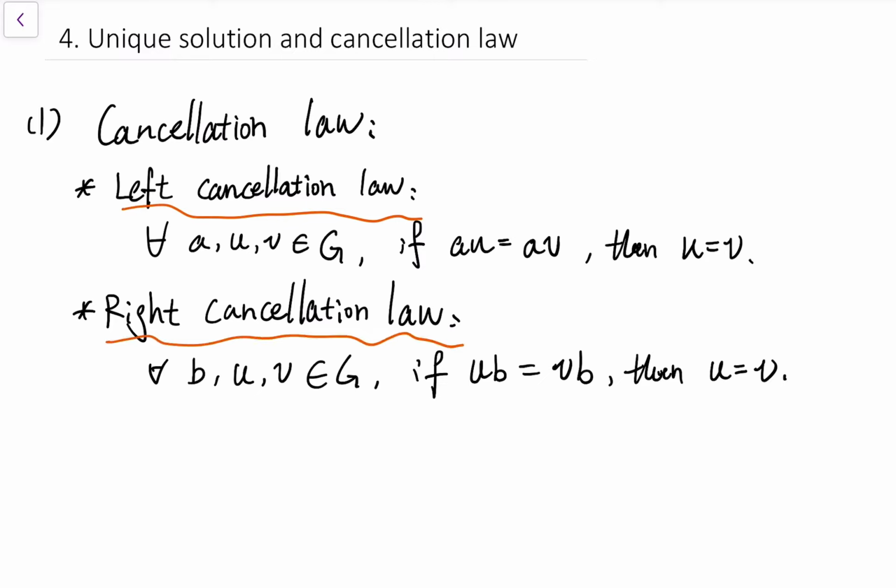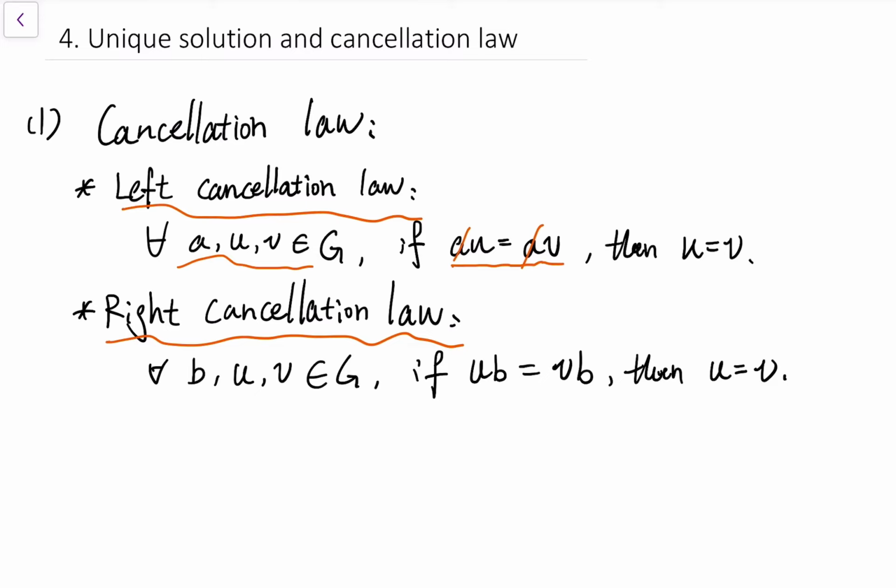For the left cancellation law, if you have three elements in a group G, we call them A, U, and V, and if they have a relationship like A times U equals A times V, assuming the operation in the group is multiplication, then we can just cancel out the A on both sides, and we get U equals V.